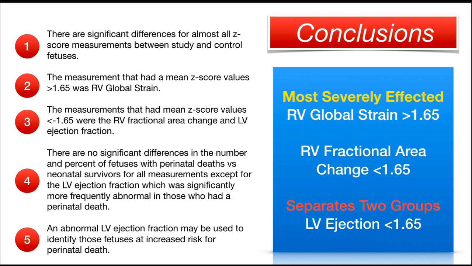2. The measurement that had a mean z-score value of greater than 1.65 was RV global strain. 3. The measurements that had mean z-score values less than minus 1.65 were the RV fractional area change and the LV ejection fraction. 4. There were no significant differences in the number and percent of fetuses with perinatal deaths versus neonatal survivors for all measurements except for the LV ejection fraction, which was significantly more frequently abnormal in those who had a perinatal death. 5.